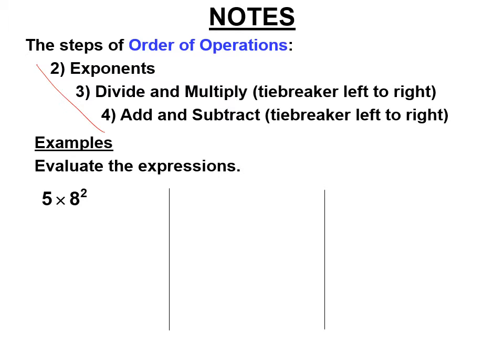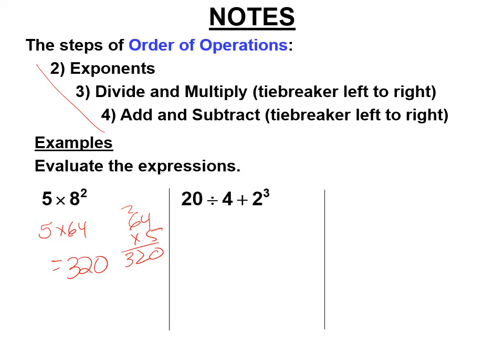So you do the 8 squared first, then you do 5 times 64. 64 times 5, 4 times 5 is 20, 5 times 6 is 30, and this is 320. We're going to do our exponents first. So 2 cubed is 2 times 2 times 2 is 8. So it's 20 divided by 4 plus 8.